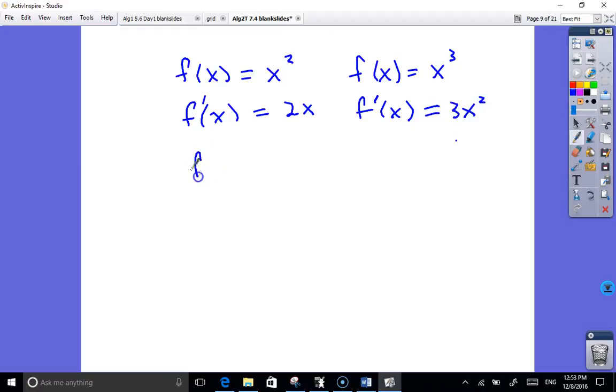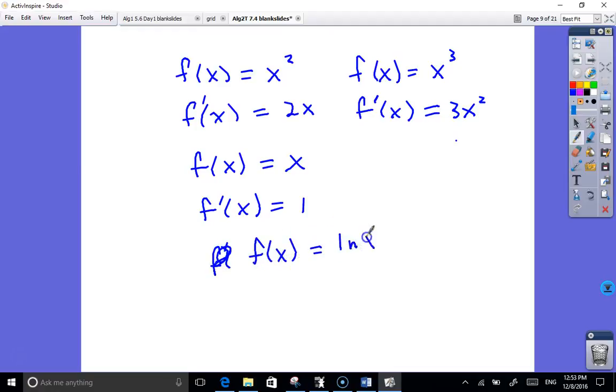In fact, if I do f of x equals x, then f prime of x, the derivative, equals 1, because it keeps going down one degree. But notice what you get if the function equals ln of x. The derivative equals 1 over x. And so it jumps from one kind of function to something completely different, which is kind of interesting.